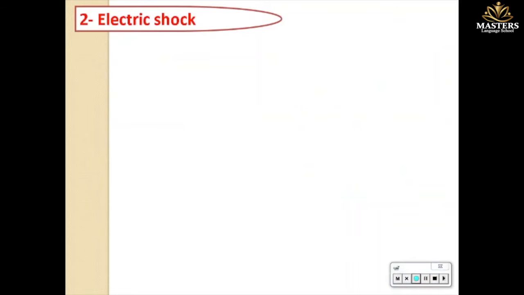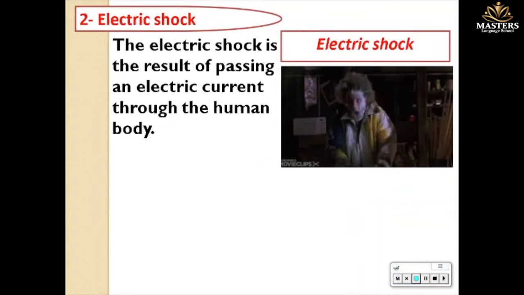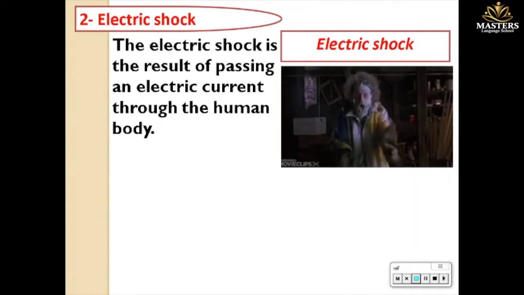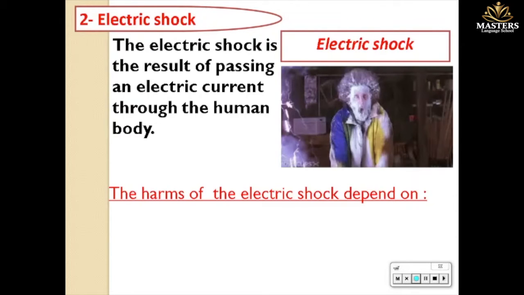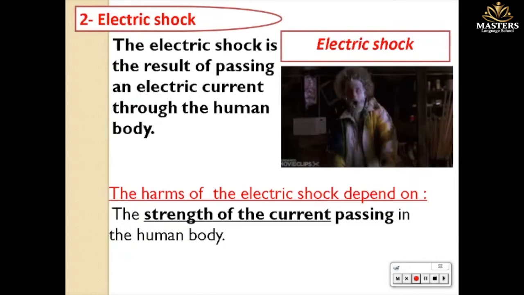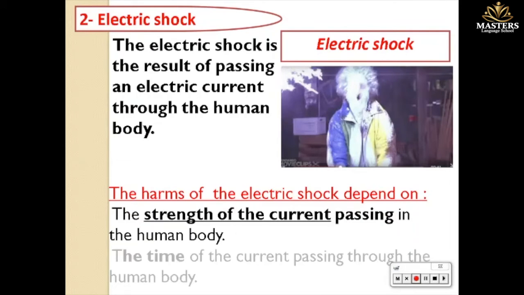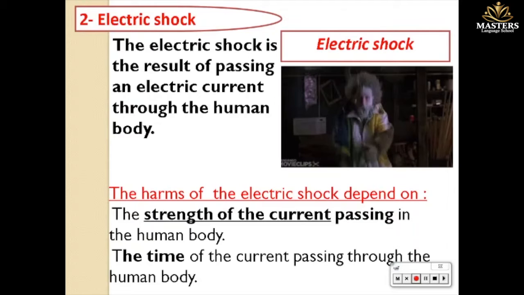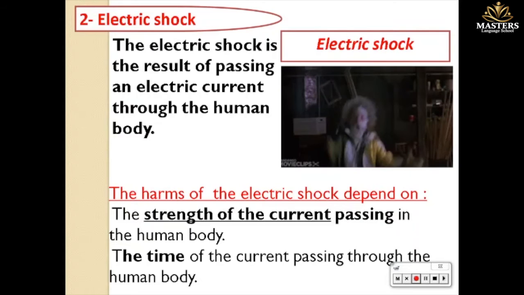What's the meaning of electric shock? Electric shock is the result of passing electric current through the human body, like that name. The harms of electric shock depend on two things. Number one, the strength of the current passing in the human body, the amount of current. Number two, the time of current passing through the human body.